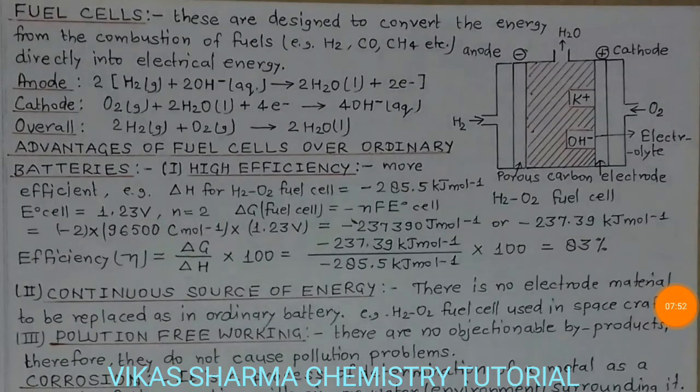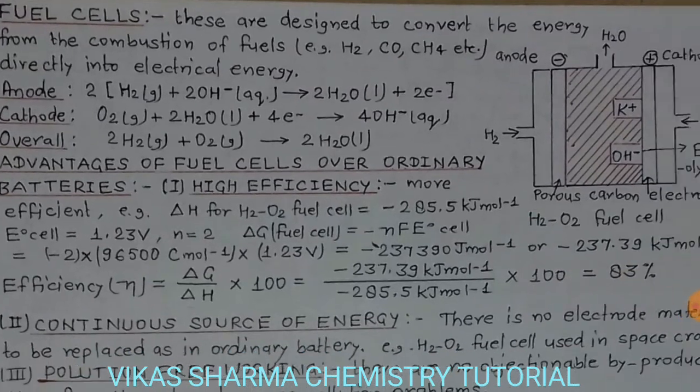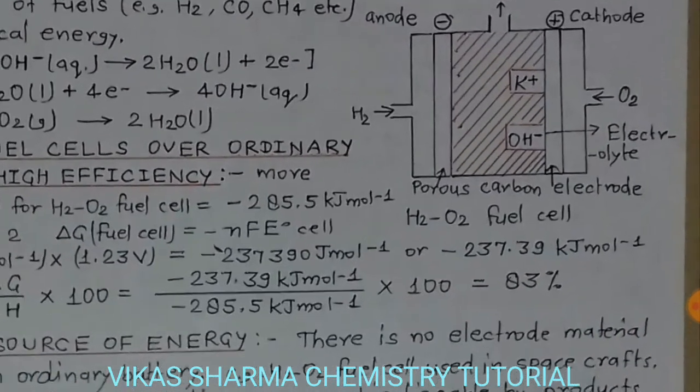A new type of battery we use is known as fuel cells. These are designed to convert the energy from the combustion of fuels, for example hydrogen, carbon monoxide, methane, etc., directly into electrical energy. So they do not produce any waste product.